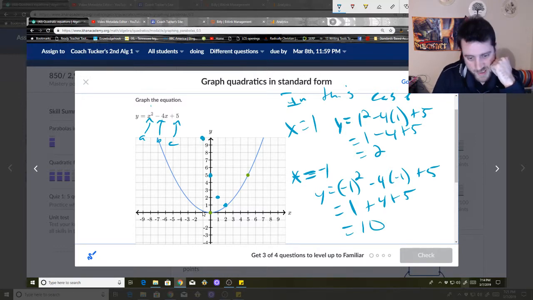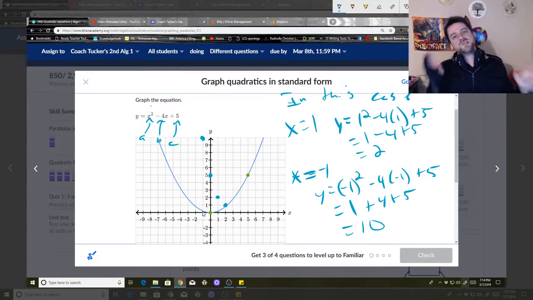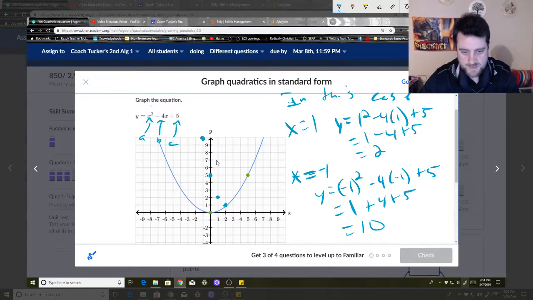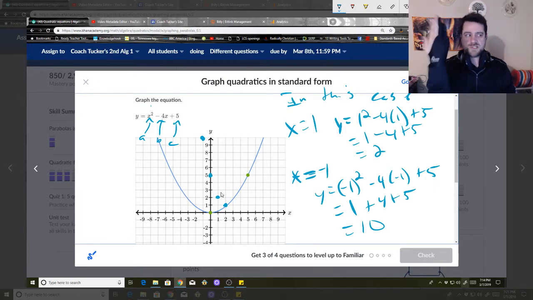Now, why did I say choose them only on this side? And this is the thing if you work smarter, not harder. Since this is the axis of symmetry, x equals 2, any point on one side of the axis of symmetry gets flipped to the other side like that, okay?